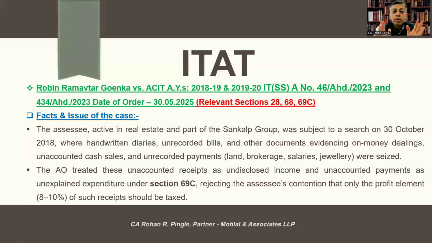The assessee, active in real estate and part of the Sankalpa group, was subject to a search on 30th October 2018, where handwritten diaries, unrecorded bills, and other documents evidencing on-money dealings, unaccounted cash sales, and unrecorded payments for land, brokerage, salaries, and jewelry were seized. The AO treated these unaccounted receipts as undisclosed income and unaccounted payments as unexplained expenditure under section 69C, rejecting the assessee's contention that only the profit element, 8 to 10% of such receipts, should be taxed.